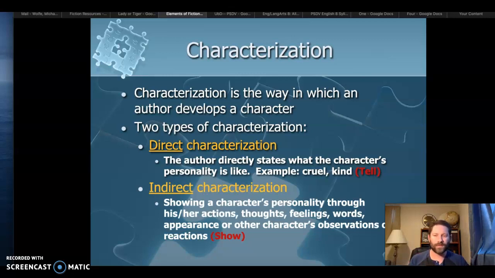It gives us a little bit more investment. We infer things about them. It requires a little bit more mathematics, if you will, for the reader to identify certain things about the character. So they're nuanced. You have to definitely pay attention to the details. And again, that can happen in a variety of different ways.